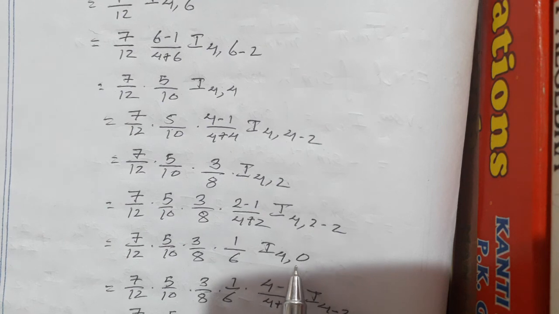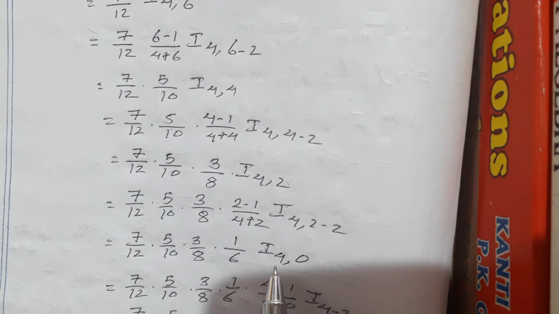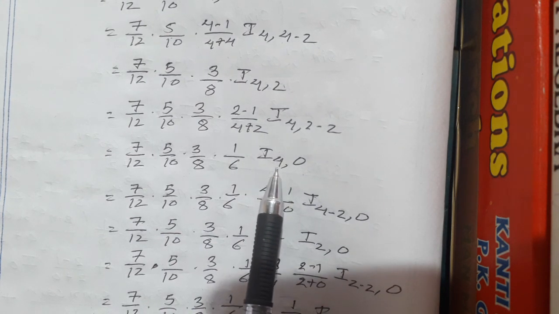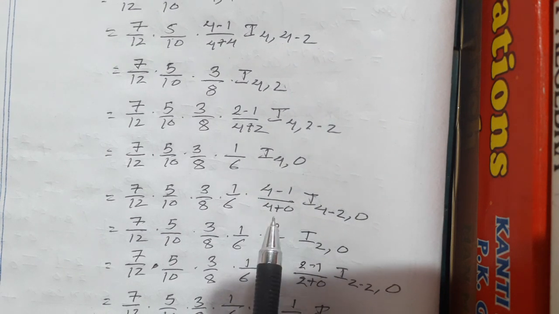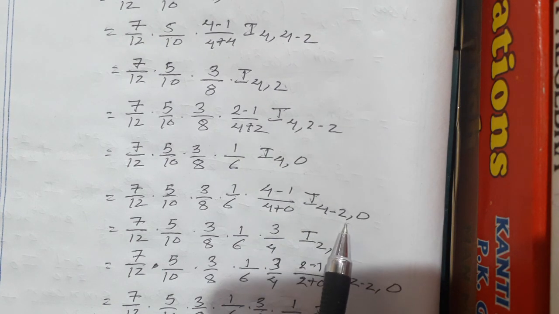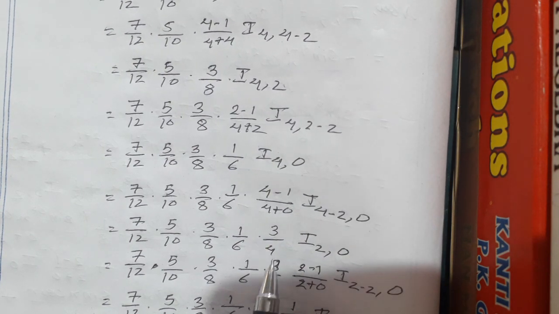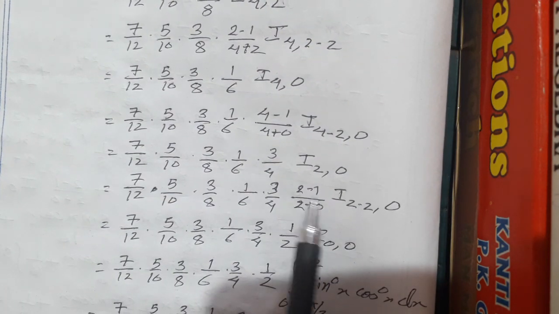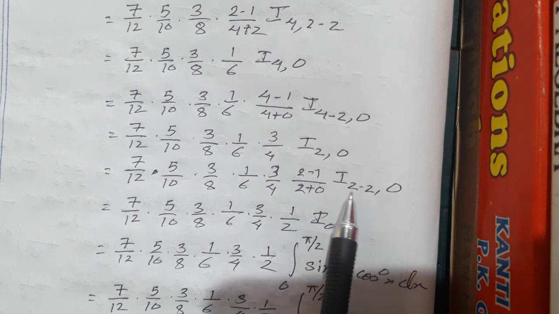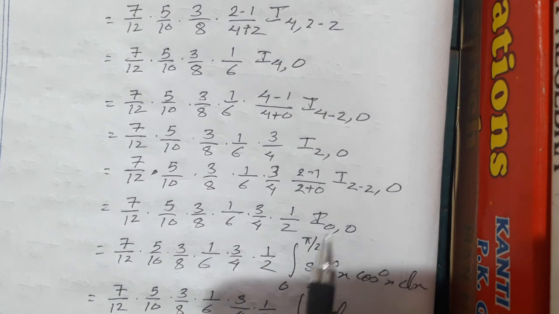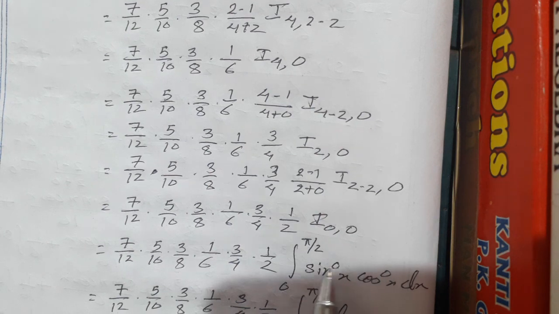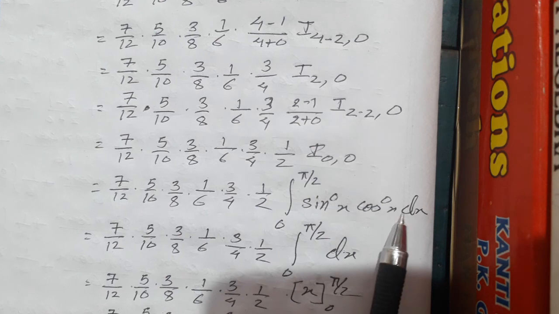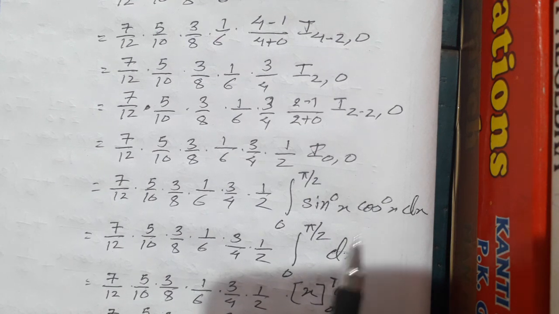Now when we have to go till we get 0, we use the second reduction formula. If I use the second reduction formula, here we get 4 minus 1 by 4 plus 0, I 4 minus 2, 0. So we get 3 by 4, I 2, 0. Again we use the second reduction formula, so we get 2 minus 1 divided by 2 plus 0, I 2 minus 2, comma 0. So we get I 0, 0. Here the power of sine as well as cos is 0, so this part contributes 1. We have to integrate only dx, and if we integrate dx, we get x.